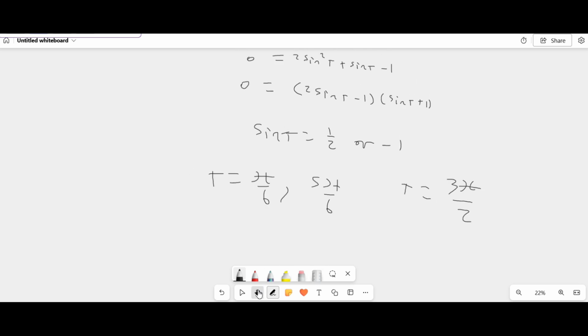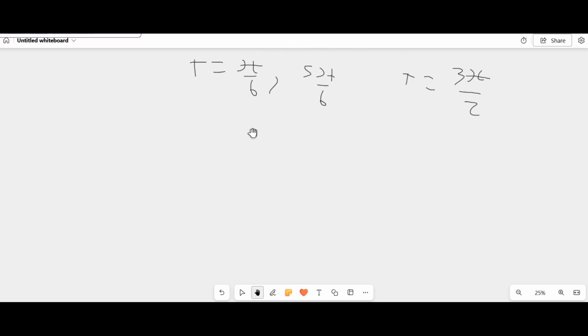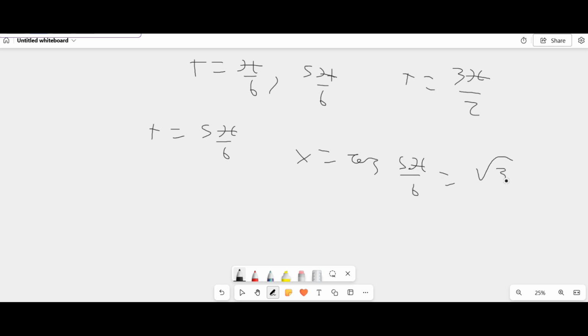Alright, cool. So now, it's already found for pi over 6 in the first part, so find the equation for t equals 5 pi over 6. So x is going to be cos 5 pi over 6. That's going to be negative root 3 over 2. And then y is going to be half sine of 2 times 5 pi over 6. So it's going to be negative root 3 over 4.